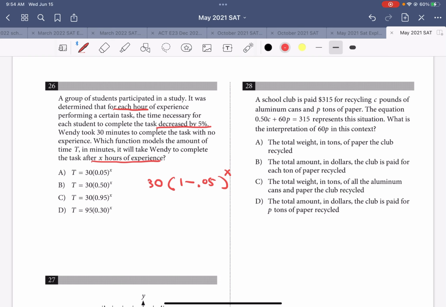So which one represents that? It should be C. This one is a 5% decrease, and this one is every hour.